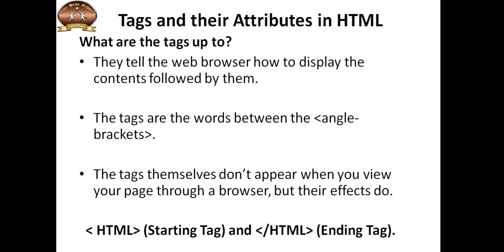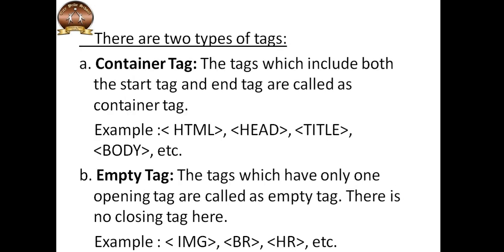These tags are of two types. One is the container tag, the other is called the empty tag. What are these container tags? As the name suggests, it's a container, which includes a starting tag and an ending tag. As you can see, the HTML tag, the first tag, should have an ending tag. Head comes with the ending tag. Title, body, these are all container tags. Empty tags have only one opening tag. There is no closing tag for them.